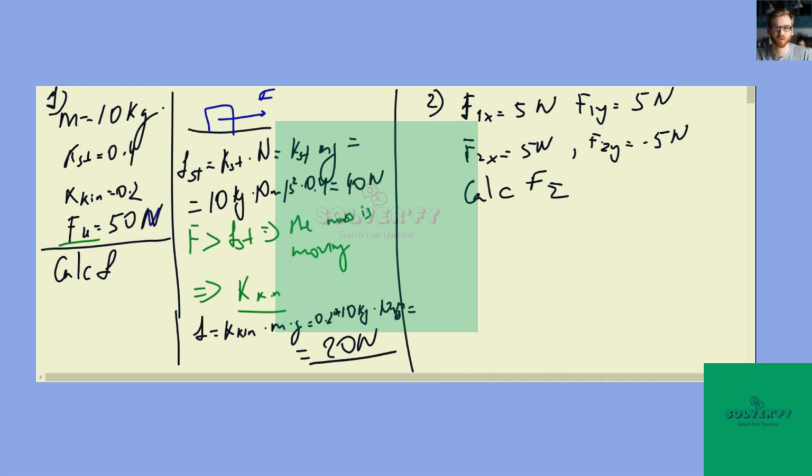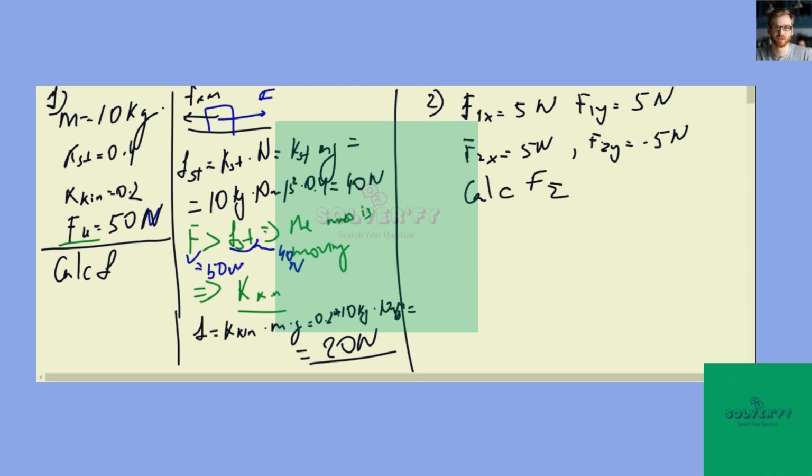Again, to double check, here F equals 50 newtons, and it's above the static frictional force, which is 40 newtons. So therefore, instead of static friction, we use kinetic friction. So here it's the kinetic frictional force. So problem 1 is solved.